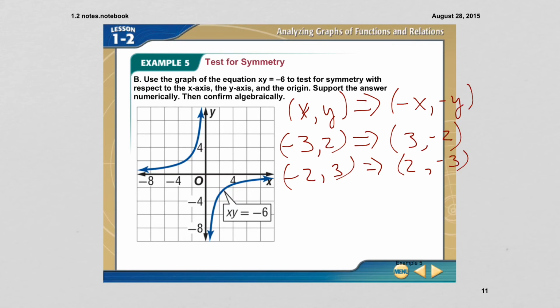So we're going to do this algebraically: xy is equal to negative 6. That means that the right-hand side, negative x negative y equals negative 6, must look the same as the left-hand side. Well, a negative times a negative is going to give me a positive, so that's xy equals negative 6. And they are exactly the same, so we have symmetry with respect to the origin.